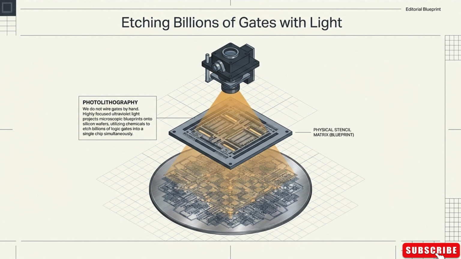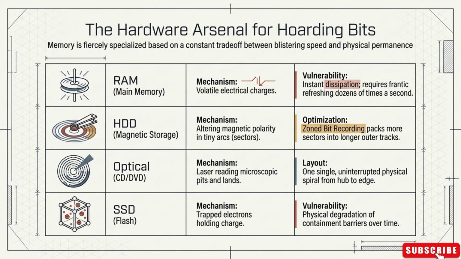Okay, so we've figured out how to trap a single bit of information in a microscopic silicon loop. But if you want to run an operating system, or load a massive video game, for instance, you have to wrangle billions of these bits simultaneously. That means we have to figure out where to physically put them all. Right. Because memory in a computer isn't just a single giant warehouse. It is fiercely specialized based on speed and permanence. You essentially have two main categories: main memory, which you probably know as RAM, and then mass storage.